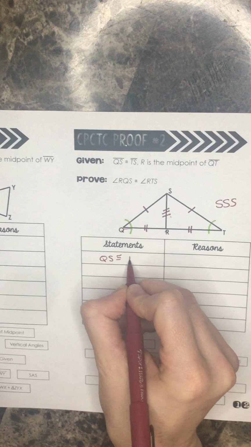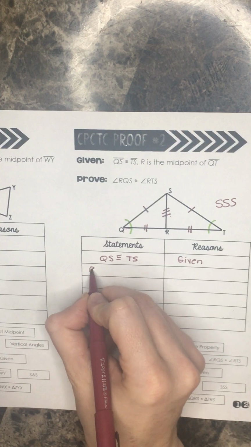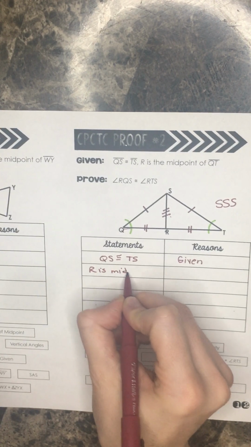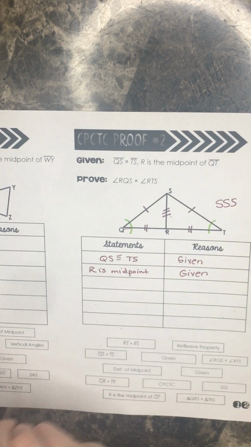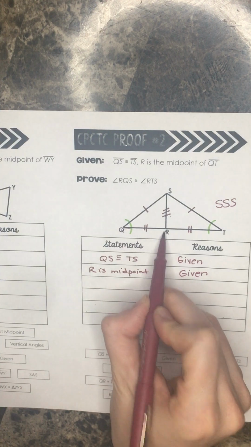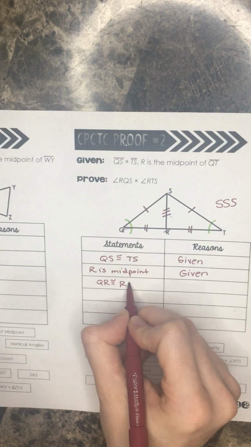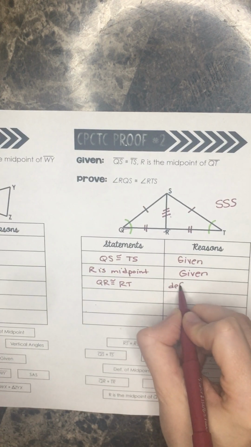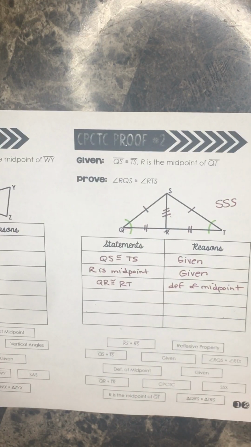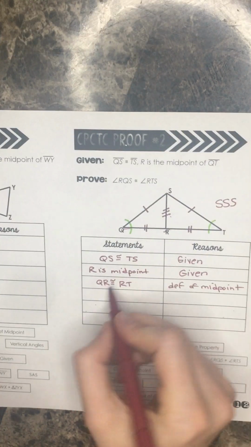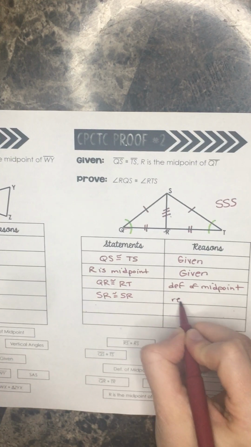QS congruent to TS, given. R is midpoint, given. And then we knew, because R is a midpoint, we knew that this side, QR, is congruent to RT, because that's the definition of midpoint. I knew SR congruent to SR because that's reflexive.